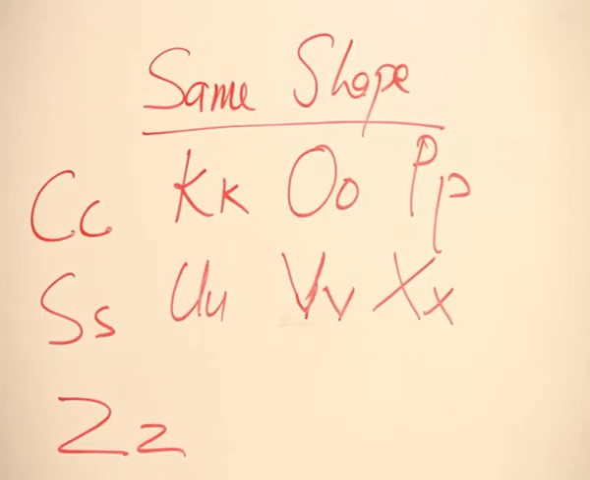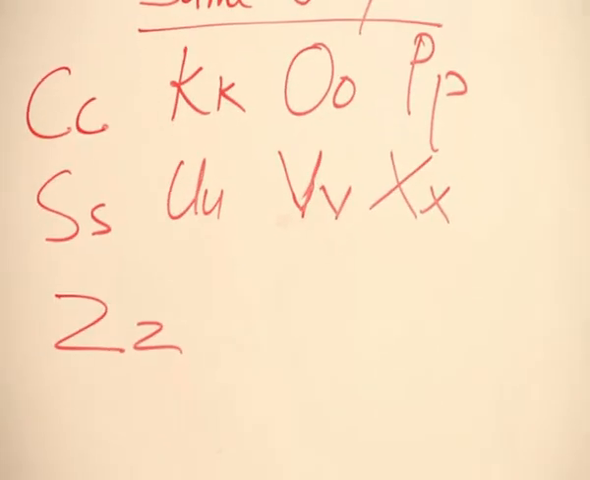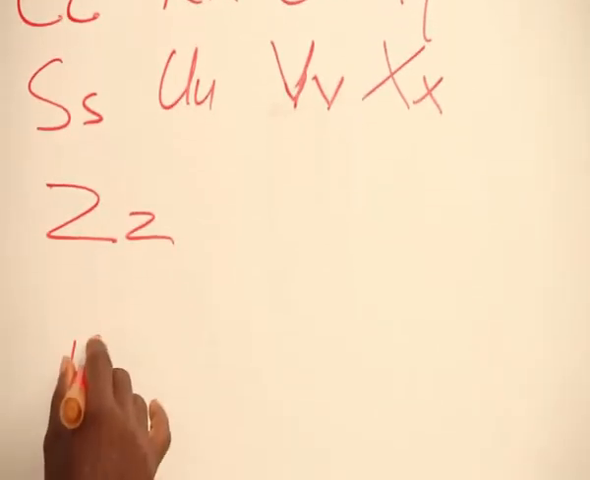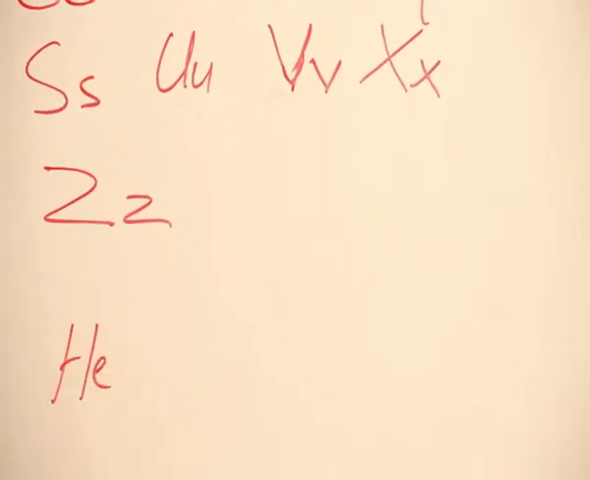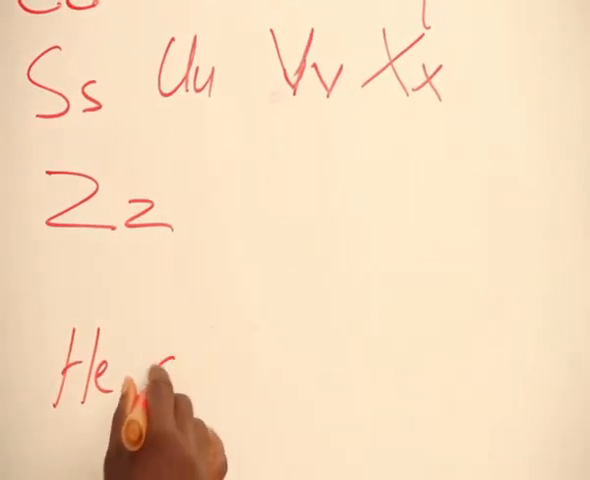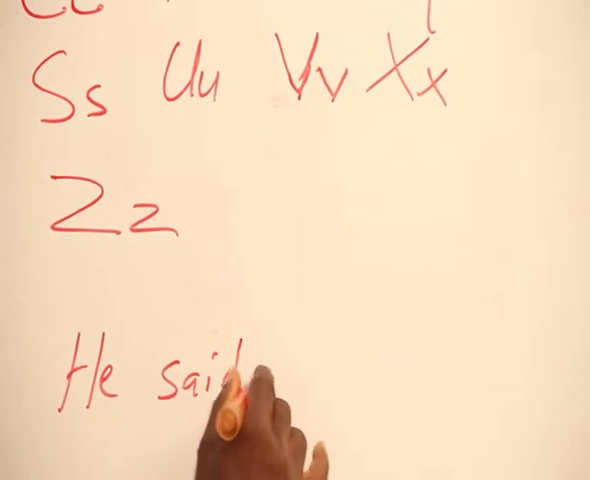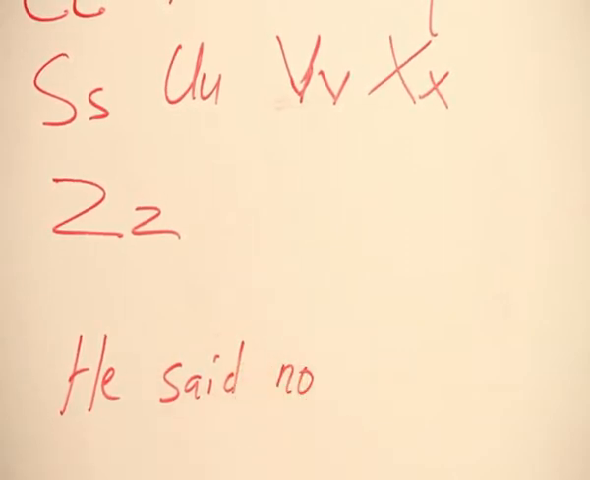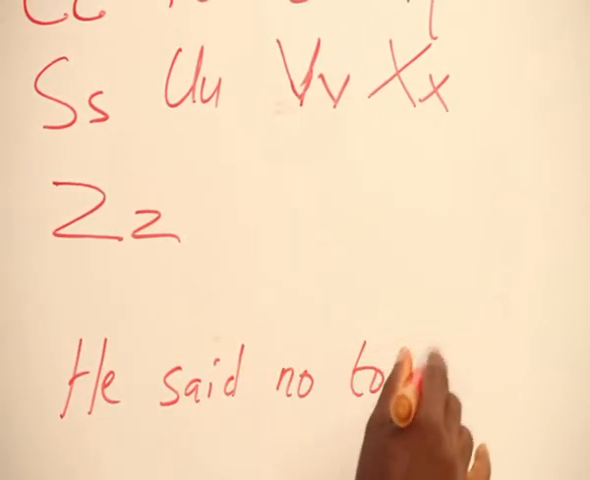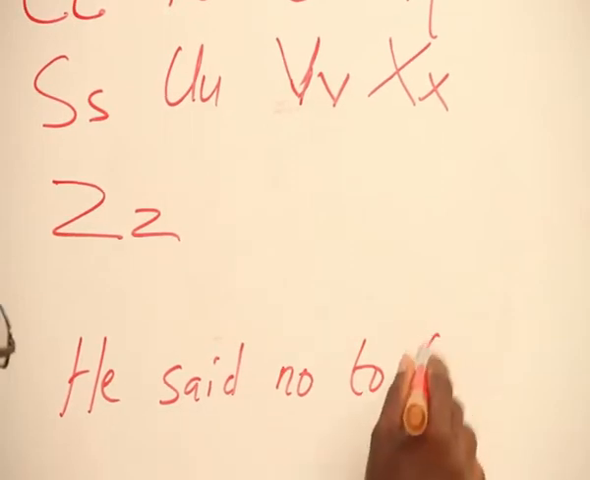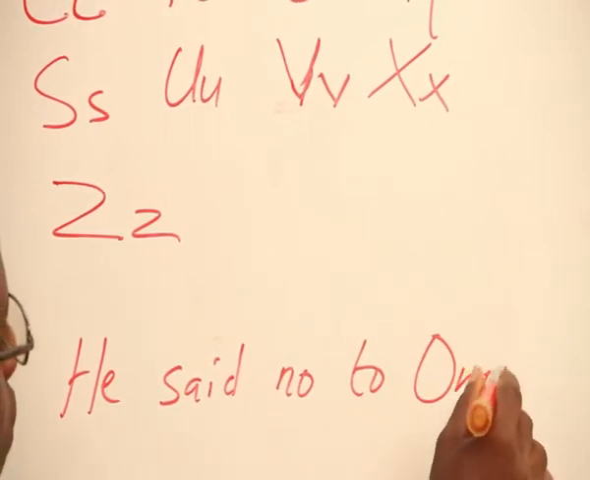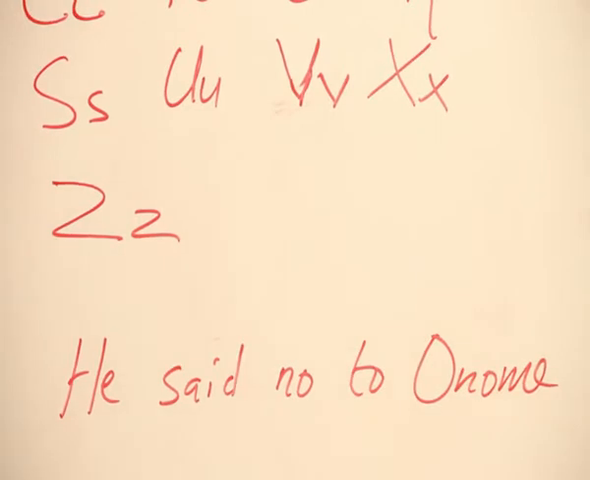So, if you're writing a sentence, for example, we'll have such a sentence as, he said no to Anome.